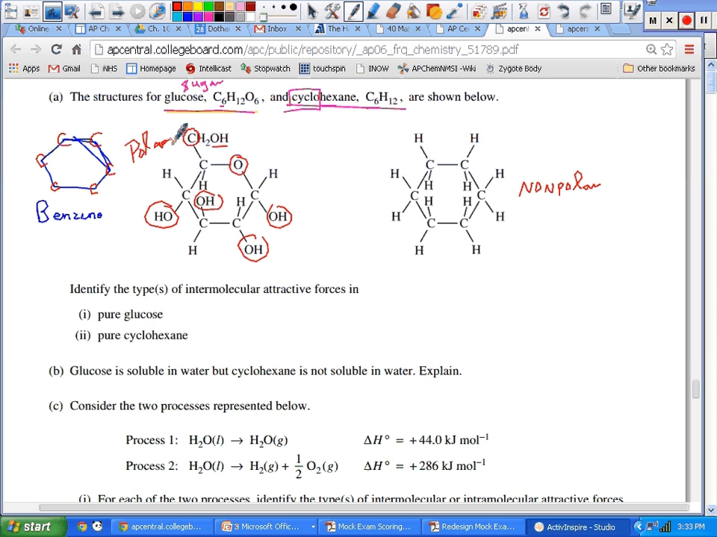Okay. So question 1. Identify the types of intermolecular attractive forces that you would have here. Let's talk about pure glucose first. Okay? Well, we've already established that it's what? Polar. So what types of IMFs do polar molecules have? Hydrogen bonding and dipole-dipole. It's that simple. Hydrogen bonding. Now, the way they have it listed.